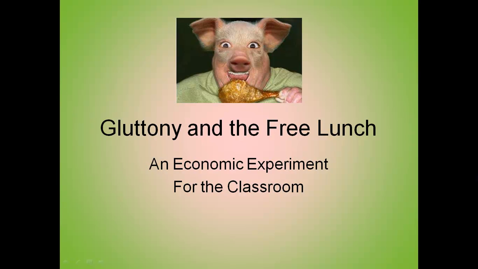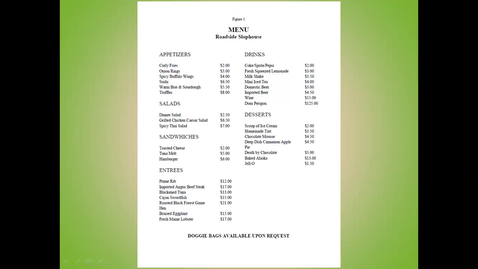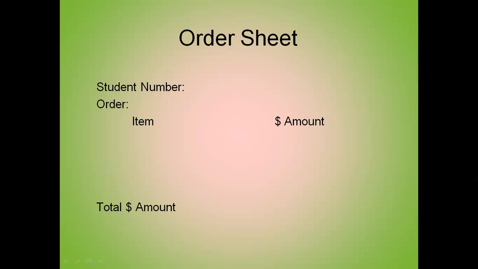Gluttony and the Free Lunch, an economic experiment for the classroom. To begin this demonstration, I distribute this menu. It has a wide variety of prices. There is standard junk food such as curly fries and more sophisticated fare. Alcohol is available, so someone always asks if the restaurant cards. It does not. The highest priced item on the menu is Dom Perignon, priced at $125 a bottle.